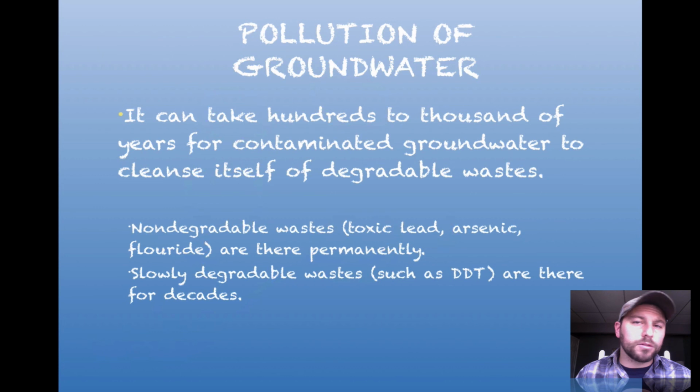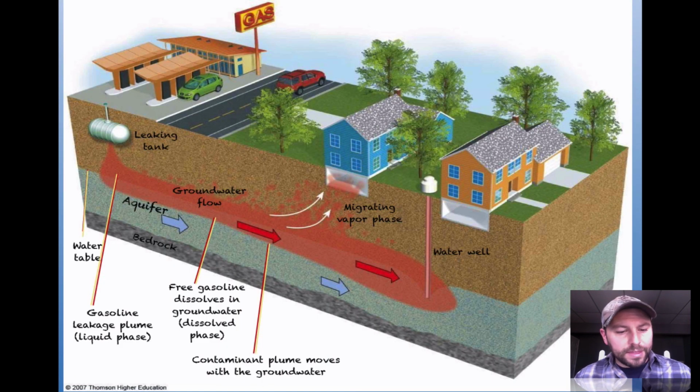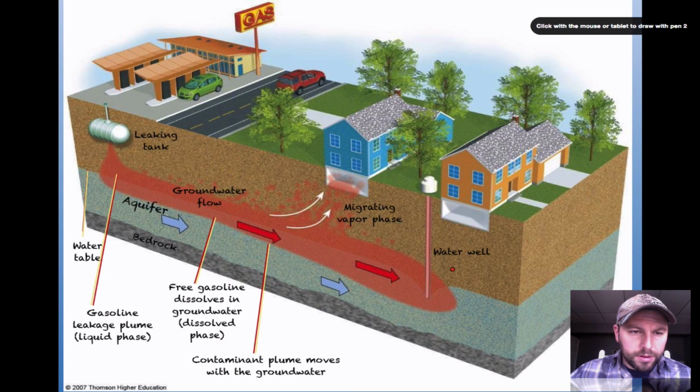There are some things that will degrade, such as DDT. It will take time, but it depends on the persistence of that chemical. Non-degradable wastes, we can look at lead, arsenic, fluoride. Once they get in, they're there for a while. This is how a pollutant will move.